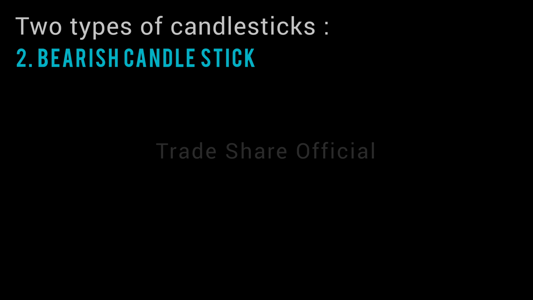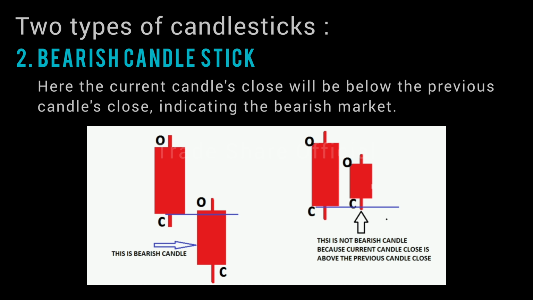The second type of candlestick is a bearish candlestick. How to find it? Here the current candle's close will be below the previous candle's close, indicating the bearish market.